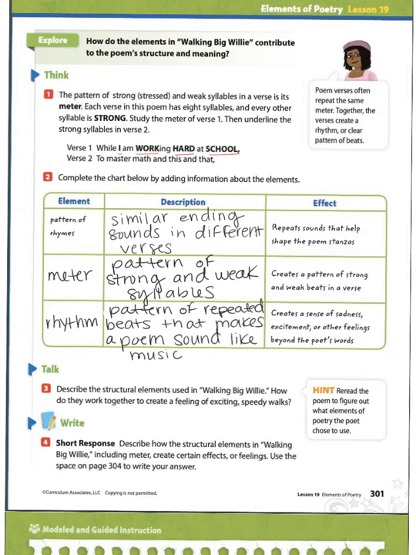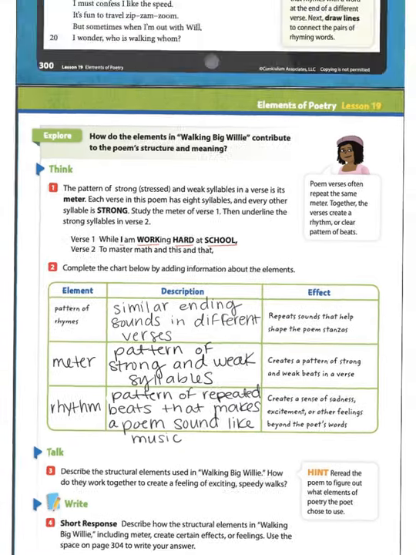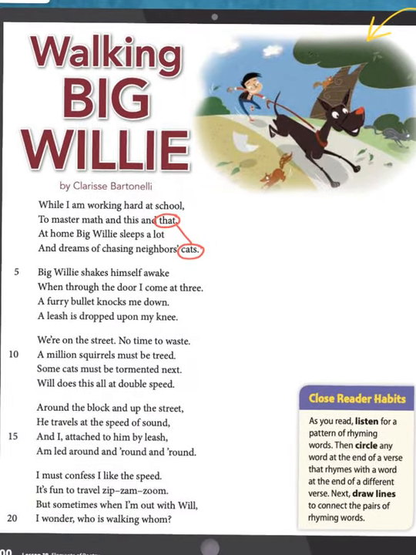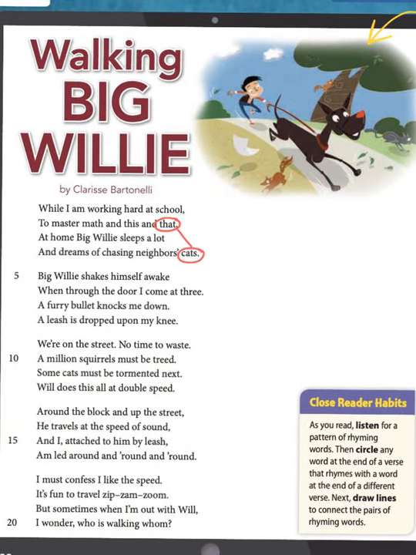So I want you to think about how the structural elements used in Walking Big Willie work together to create a feeling of speedy, exciting walks. You may want to reread the poem to figure out what elements of poetry the poet chose to use. How do you think the elements of poetry help shape the feeling and meaning of Walking Big Willie?